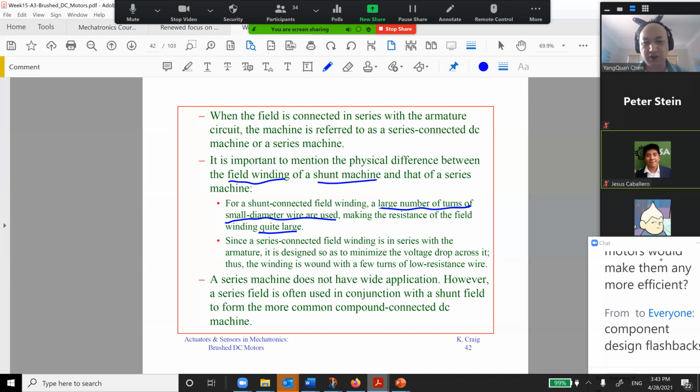Series-connected field winding is in series with the armature, designed so as to minimize the voltage drop across it. The winding is wound with a smaller number of turns and with lower resistance wire, so you don't have a lot of voltage drop due to the field excitation.